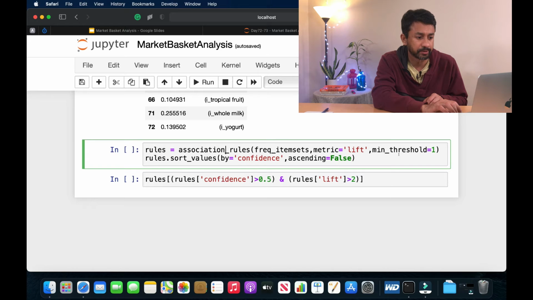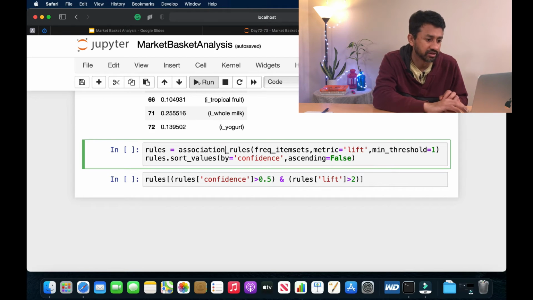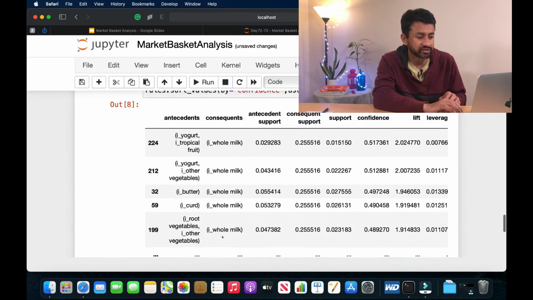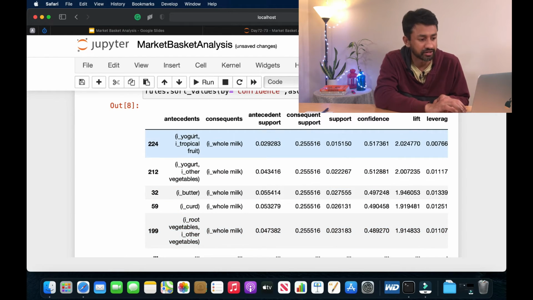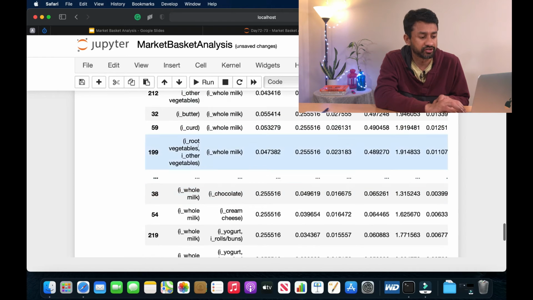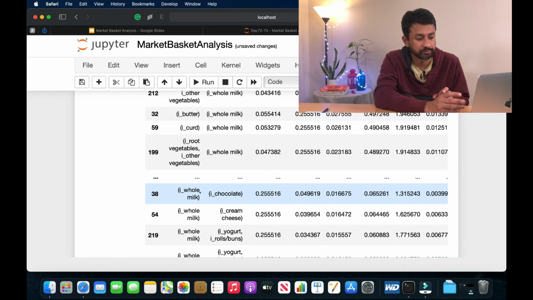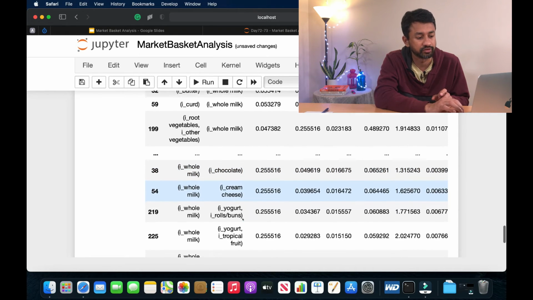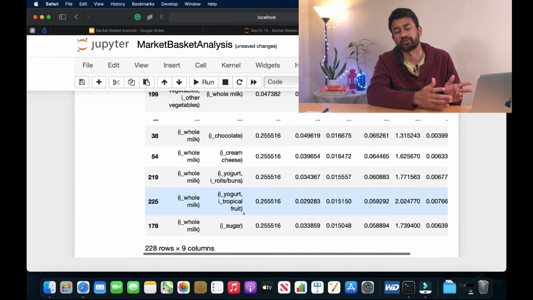Moving on to the next one, we are going to set the minimum threshold for lift, and we are going to identify the various insights or patterns present in the data. So these are all the various patterns. It says that people who are buying yogurt as well as tropical fruit are most likely to buy milk. The next one we can see is people who buy milk are most likely to buy chocolate. Likewise, people who buy milk are most likely to buy cream cheese.